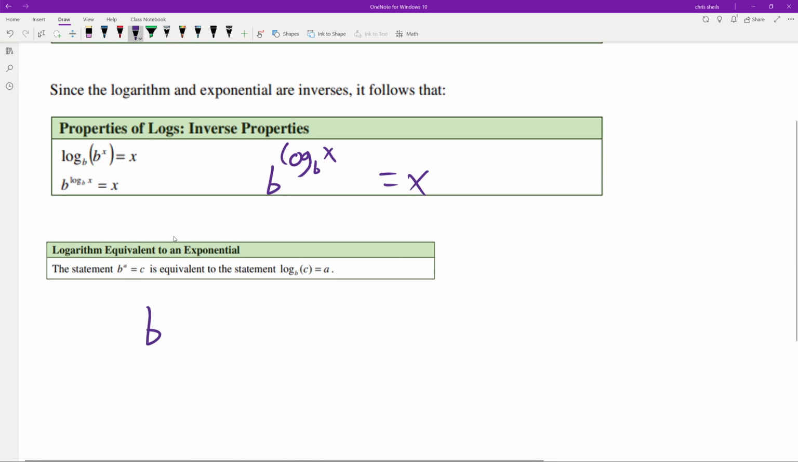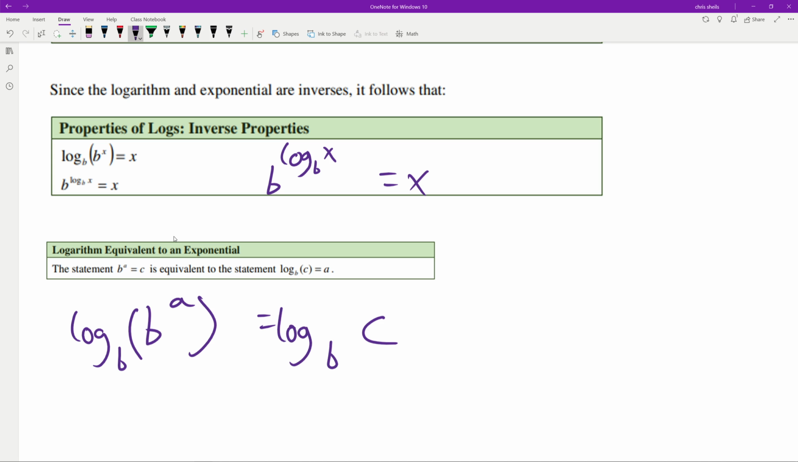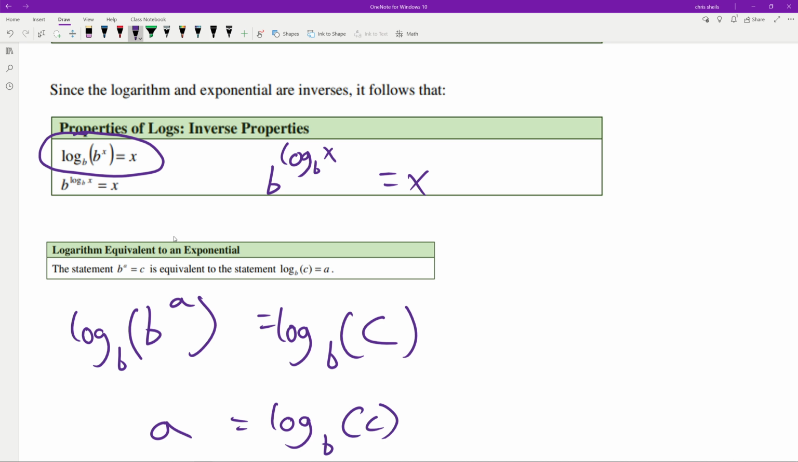And we can see this if we write this out, b to the a equals c. And then if I take log base b of both sides, the logarithm is a function. I can apply this function to both sides of an equation. Let's see, log base b of b to the a is going to be a, right? That's going to be from this first property of logarithms. So the left-hand side is going to be a. And this is equal to log base b of c. So log base b of c is equal to a is equivalent to the statement b to the a power is equal to c.